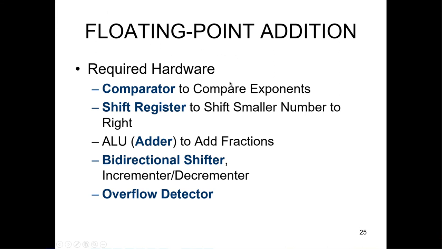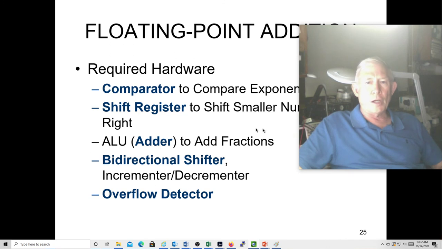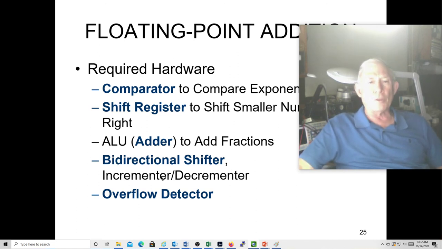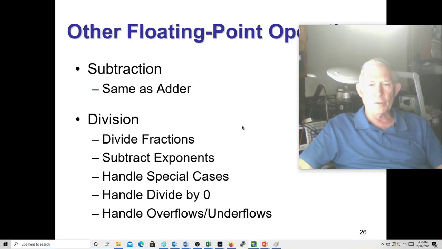So what do you need to do this? Well, you're going to need a comparator to compare the exponents. You're going to need a shift register to shift the smaller number right, and then you're going to need an adder to add the fractions, and then you're going to need a bidirectional shifter to increment or decrement to basically renormalize it, and then check for overflows and special cases.